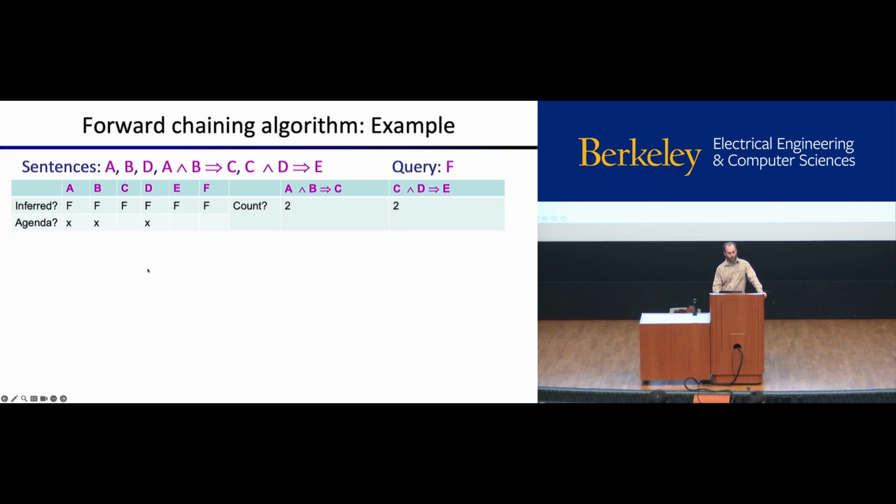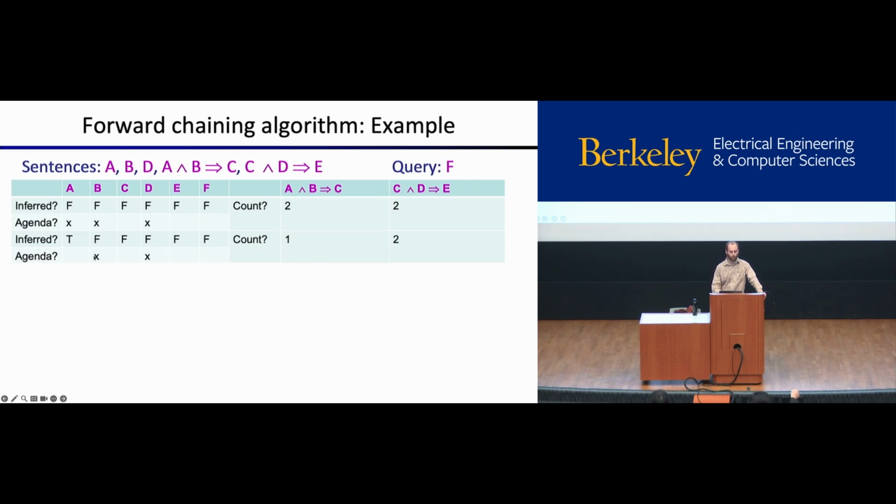And now we're gonna remove, let's say A, the first one, from the agenda. We check to see if it's our query. No, it's not. We remove it from the agenda. Now we set inferred to be true. Now we've inferred A. And we look for A over here. There it is. It could be in multiple places, but it's here. So we decrement the count associated with this. Now we have one symbol left in the premise that we're going to need to show before we could conclude the conclusion. And we still have two symbols left that we're going to need to prove before we can conclude the conclusion of this. So we're getting there for this one.